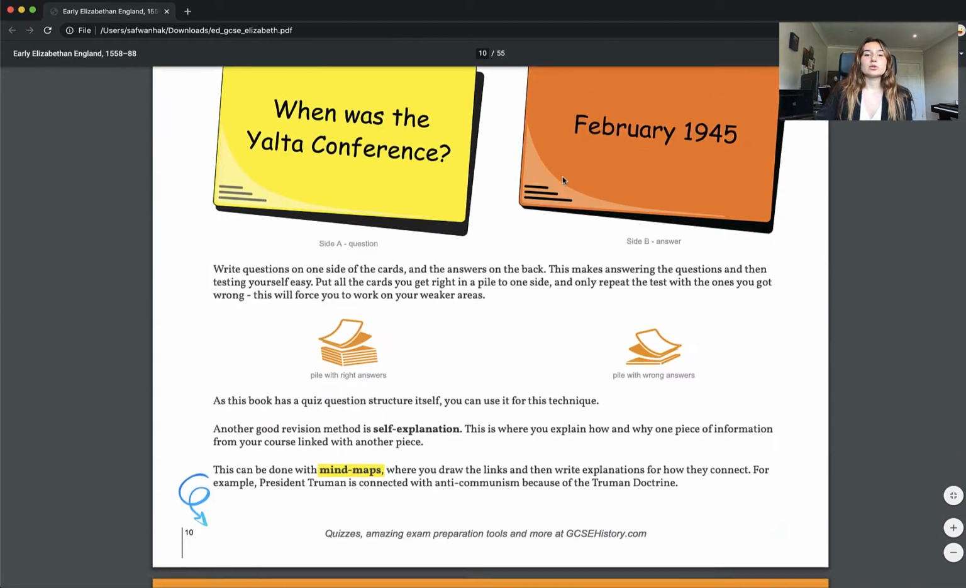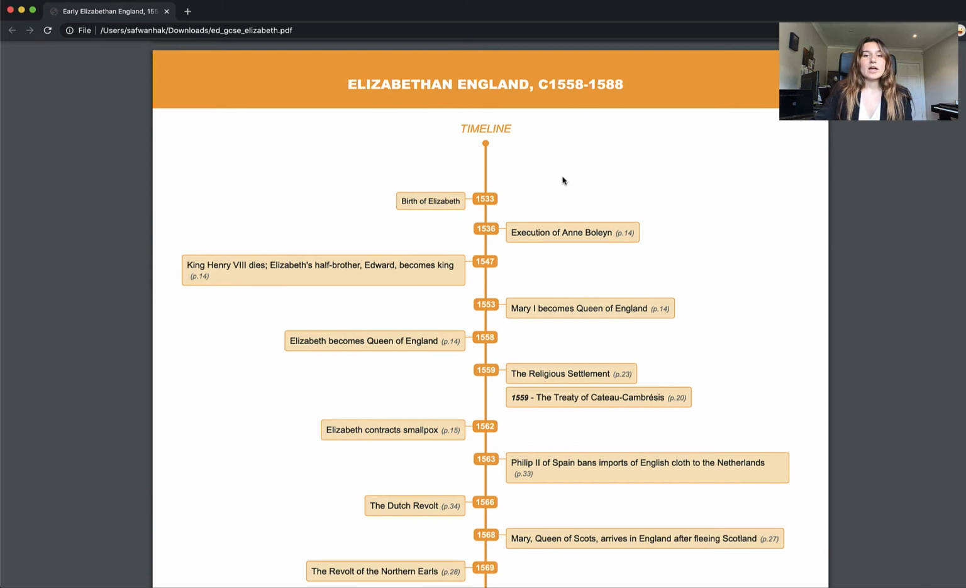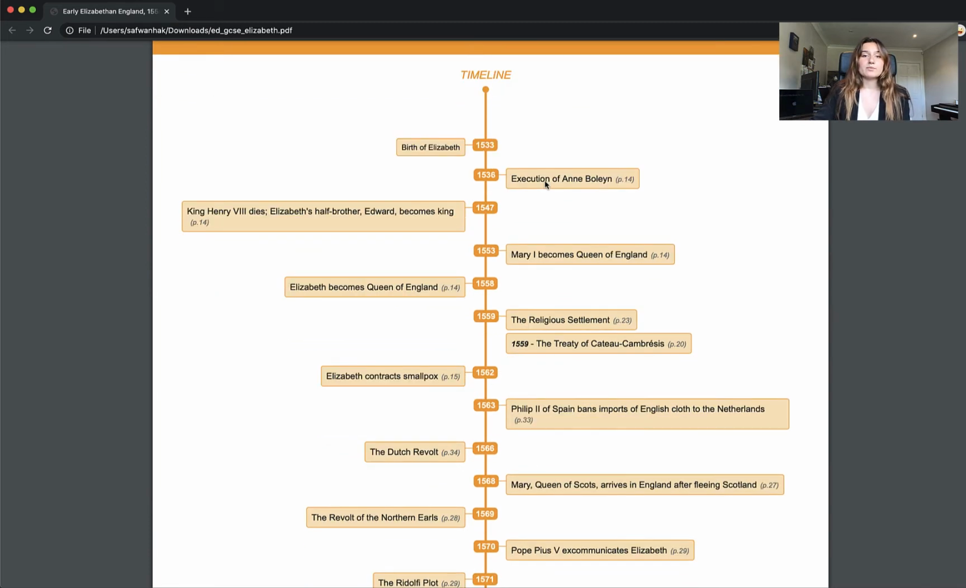So if I just show you, further down we have the timeline. And on the timeline, in every book, they will give you the key events, what year they happened in, but also what's super important about the timeline is that it tells you what page certain events are covered on. So here we have the execution of Anne Boleyn. If I wanted to learn more about that, I know that it's on page 14 because it says it in the timeline, which is super important because it means that you can find your information as quickly as possible.